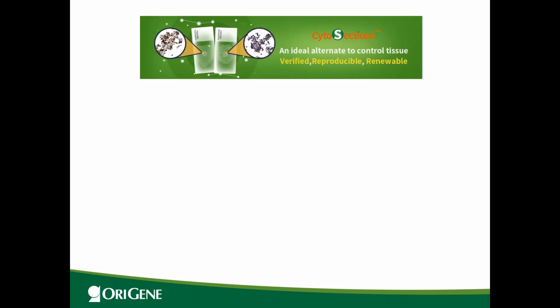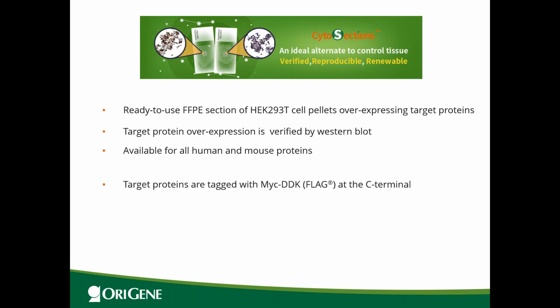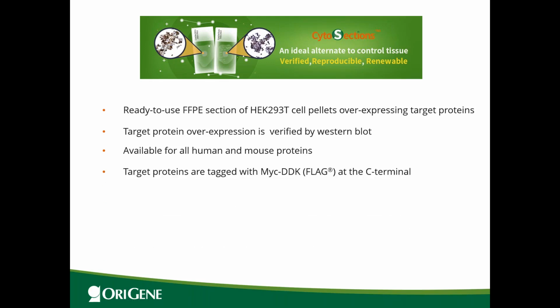What are the key features of Cytosections? It is a ready-to-use FFPE section of HEK293T cell pellets overexpressing target proteins. The target protein overexpression is verified by Western blot. It is available for all human and mouse proteins. The target proteins are tagged with MYC-DDK at the C-terminal. All cytosections have appropriate negative controls along with them. Last, it is customizable.